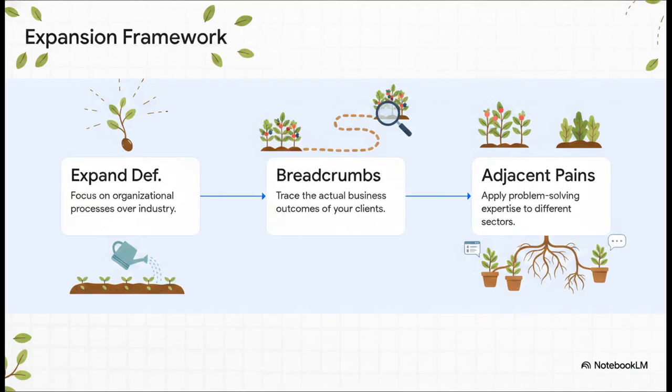Let's dive into a really practical framework to get those creative juices flowing. Step 1, expand your definition. Stop saying, we work with manufacturing companies, and start saying, we help organizations streamline their operational processes. Bam! Suddenly, retailers and nonprofits are on your prospect list.